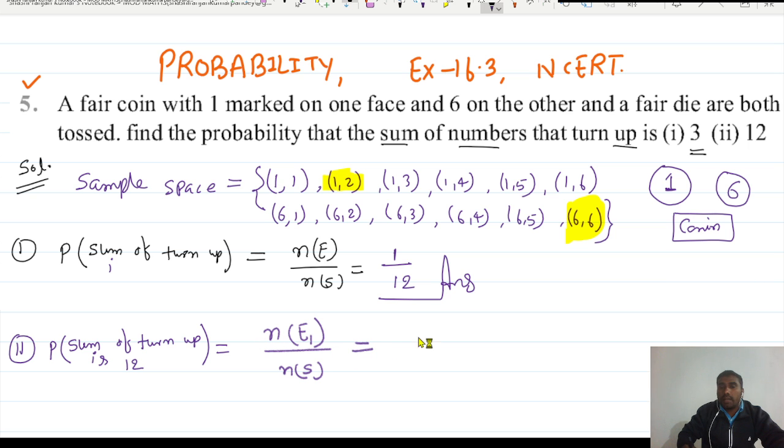Sum out to be 12. This is only 1, so 1 upon 12. So this is the answer of this second part. Got it? It's so easy. Simply, whatever is being asked, write the total sample space and take your favorable cases, count the favorable cases divided by the total number of cases. That is simple probability.